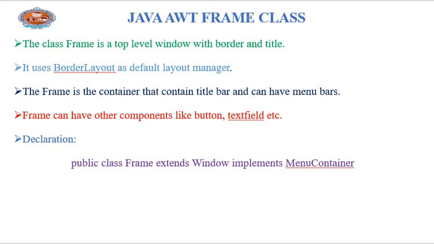In the case of Frame, it is a top level window with border and title. It uses border layout as default layout manager. The frame is the container that contains title bar and can have menu bars. Frame class contains the title bar and can have the menu bars. Frame can have other components like button, text field, etc.